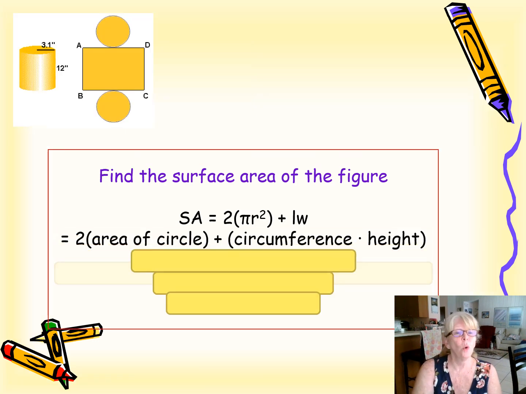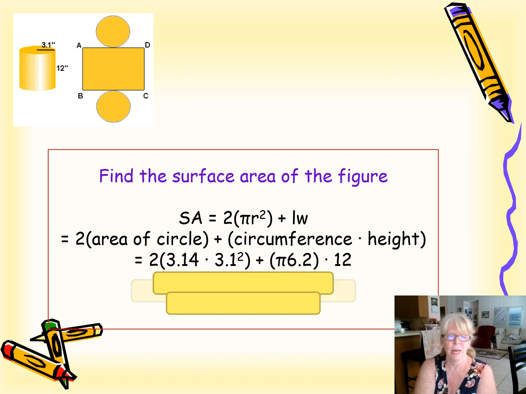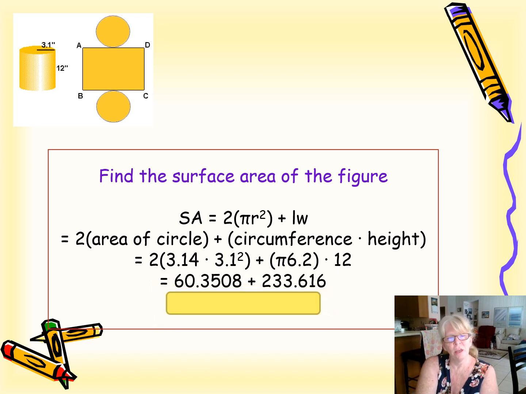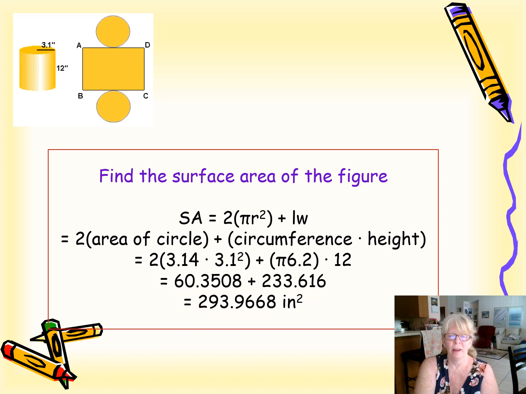Cylinder, that's one that we actually already looked at. We have two areas of a circle plus the circumference times the height. So that is going to be pi times 3.12 squared, pi 6.2, and 12, using all of those numbers. So you would add them together because you have two top and bottom and you have one rectangle. And there you go. Okay, I'm going to go through these pretty quickly. If you need to go back, just go back and look at them.